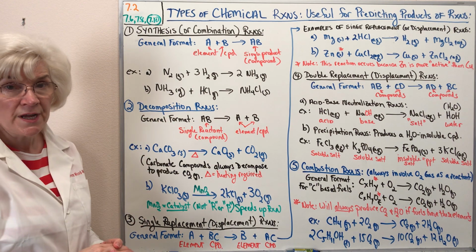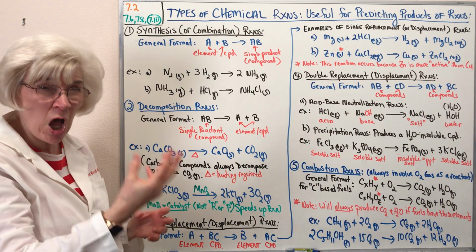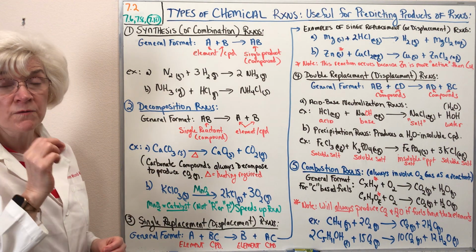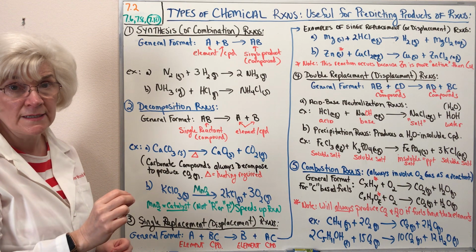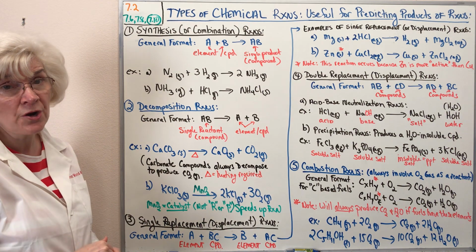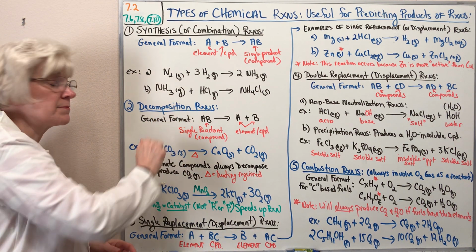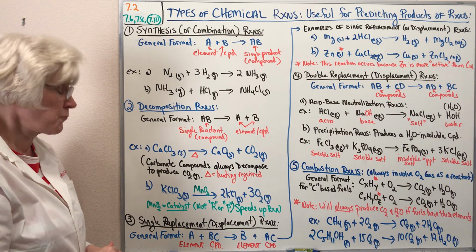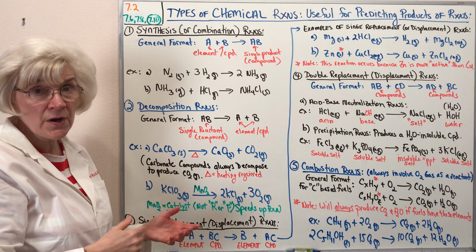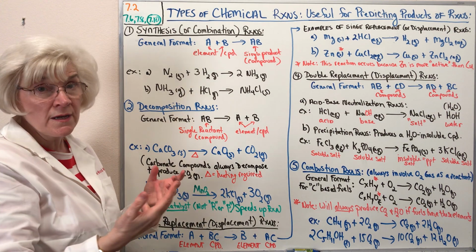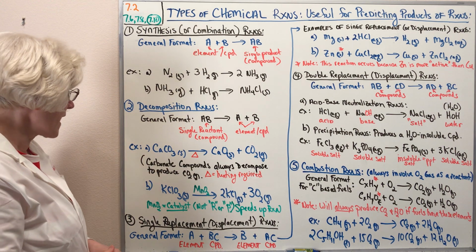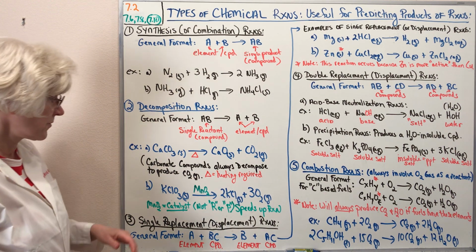In decomposition reactions, it's sort of the opposite, in that now you only have one single reactant. So if you're looking at a situation where there is only one reactant showing to the left of the arrow, it must be a decomposition reaction. And that single reactant, which is a compound, can decompose to produce at least 2 products, either elements or compounds. So let's take a look at a couple of examples of decomposition reactions.